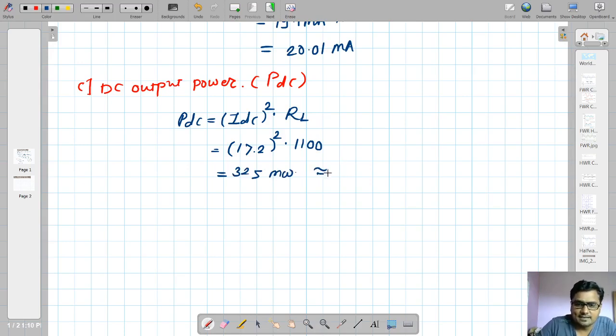I'm getting the answer as 325 multiplied by 10 raised to minus 3 watts. As this 10 raised to minus 3 is here, I'm writing milliwatt, so confusion should not be there at all. So this is PDC, the DC output power. We have calculated the DC output power, PDC. PDC is I square DC multiplied by RL, and we have calculated 325.